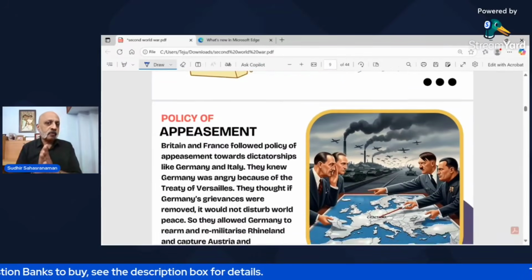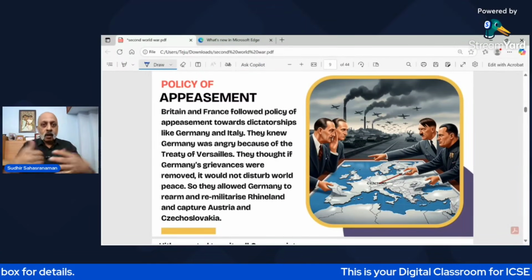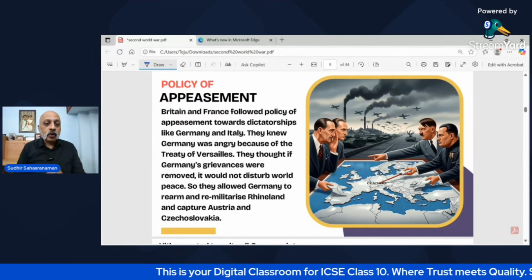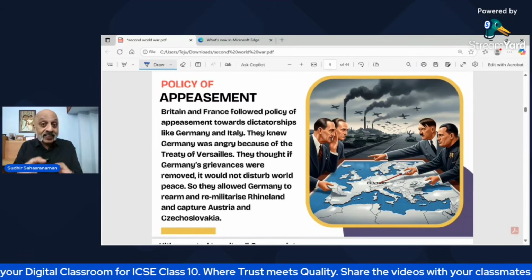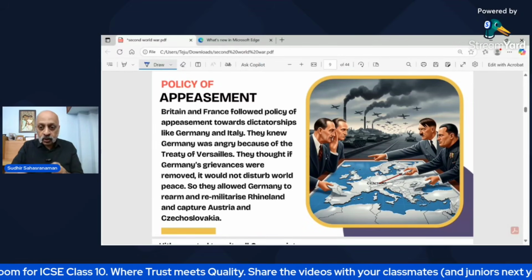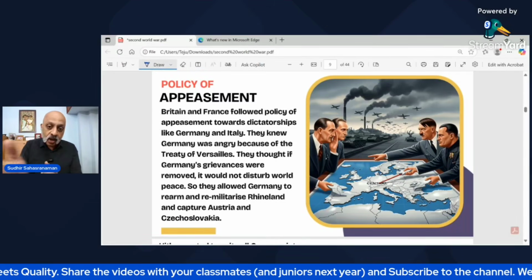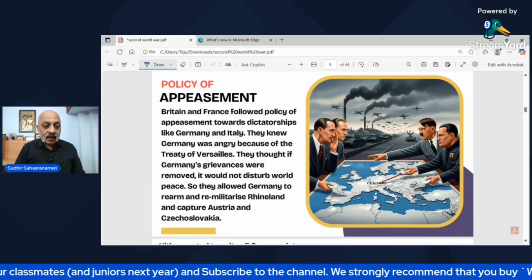So under the policy of appeasement, what was happening is that Britain and France, which were the more prominent, which were the victors of the First World War, followed a policy of appeasement towards Germany and Italy, which were both under dictators, Hitler and Mussolini. You can see Hitler and Mussolini on the right hand side of the illustration, right? On the left hand side are the leadership of Britain and France.